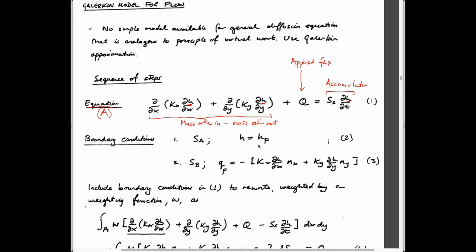We have a prescribed head, which is on the part of the boundary which we'll call SA. S is the surface, A is just the part where this is prescribed. And on SB we have a prescribed flux. And the flux, if it's prescribed, has to be consistent with the magnitudes of the gradients which will be developed in response to that flux.